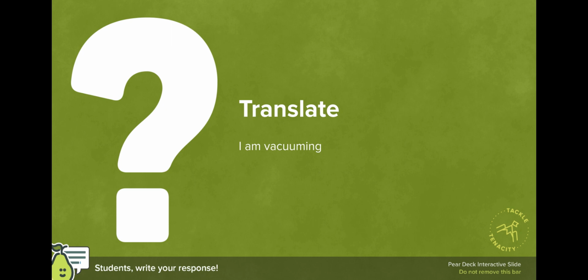Okay, translate. I am vacuuming. Translate that sentence into French for me. Okay, if you want to pause it, you can. But the answer for this one, I am vacuuming, is je passe l'aspirateur. So passer l'aspirateur is the verb to vacuum. We just need to conjugate that passer part. It's a regular ER verb, so je passe l'aspirateur.